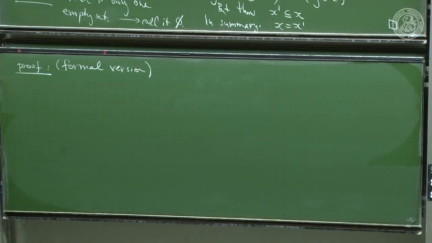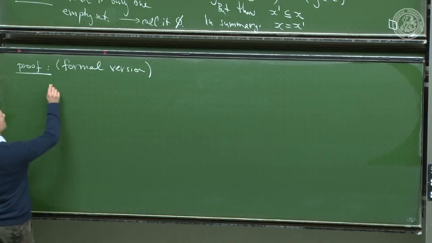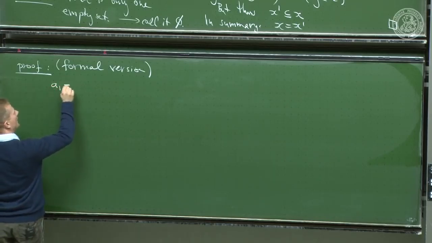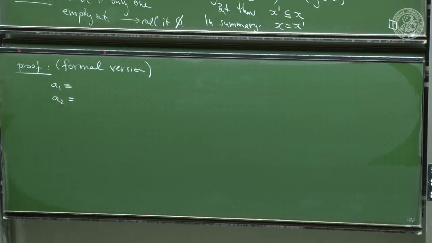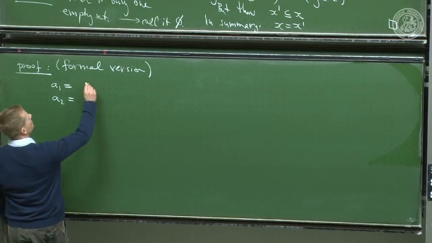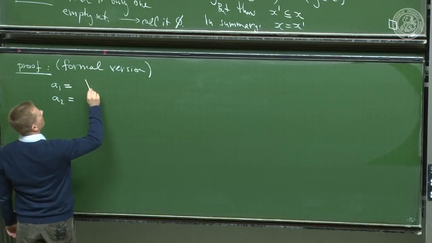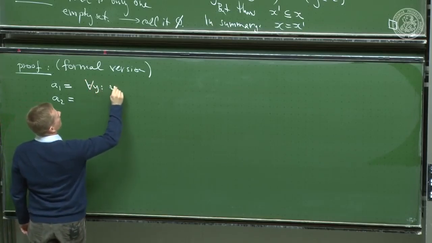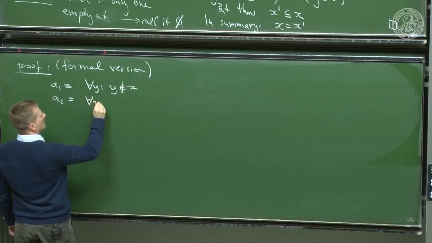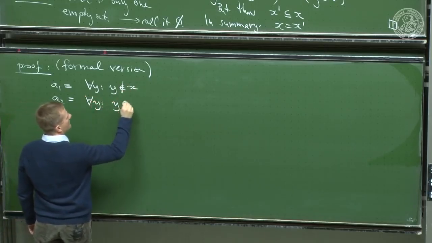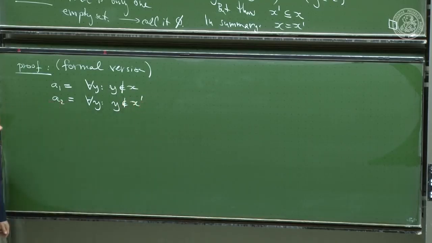Okay. So the formal version, how does that work? Well, the formal version, we have to encode our assumptions as axioms. And what's the assumption? Well, the assumption is x and x prime are both empty sets. So we assume we have here for all y, y not an element of x. And the second assumption is for all y, y is not an element of x prime.